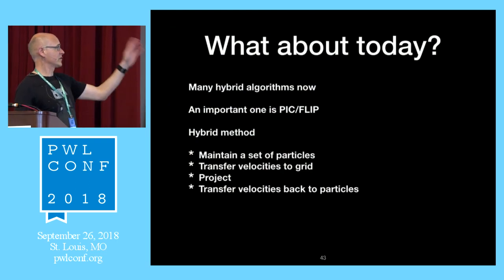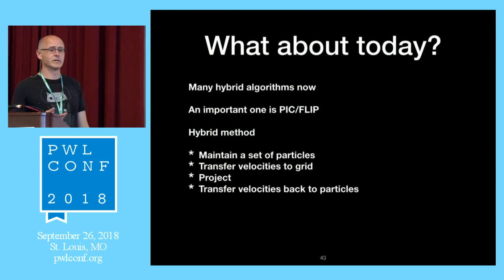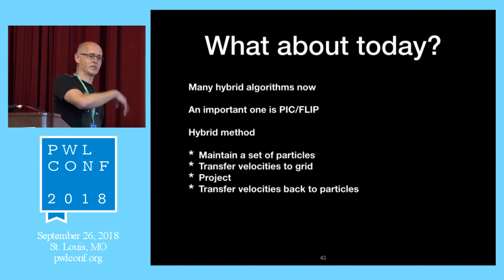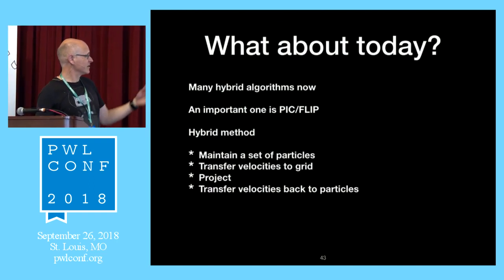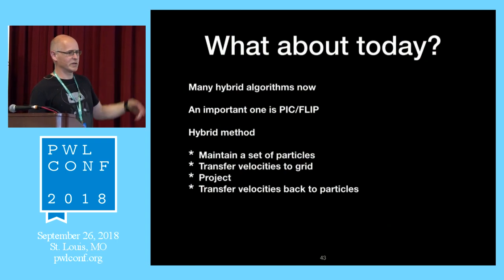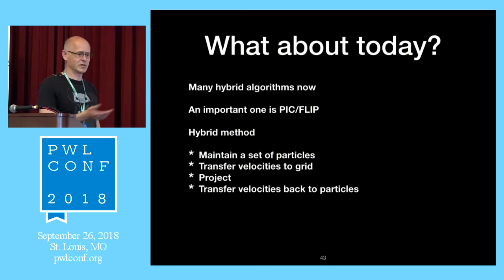So what you do is you transfer the velocities from the particles to the grid, then do that projection thing, and then transfer back to the particles. So that's called the PIC method. But if you notice, it's got these two transfer operations that both involve interpolation. So that actually can kill your vortices again.